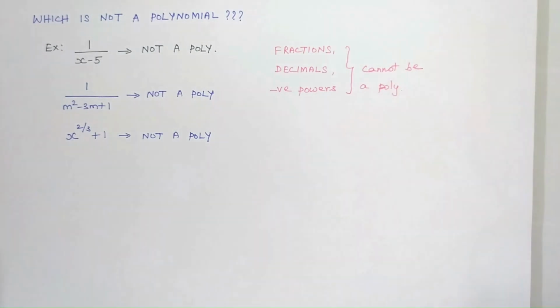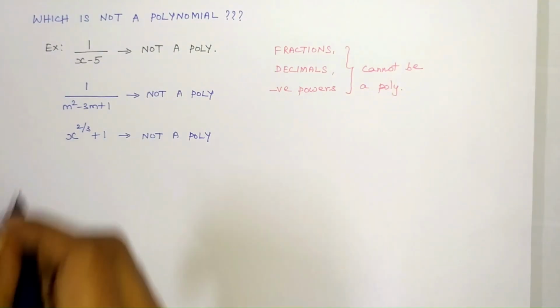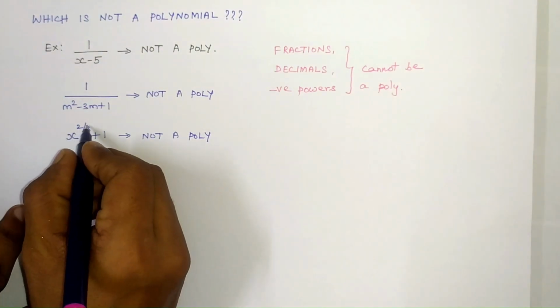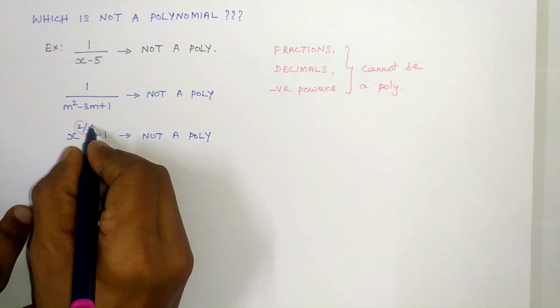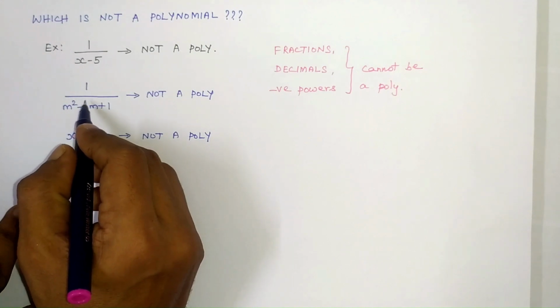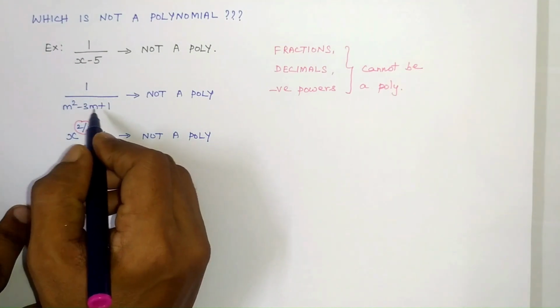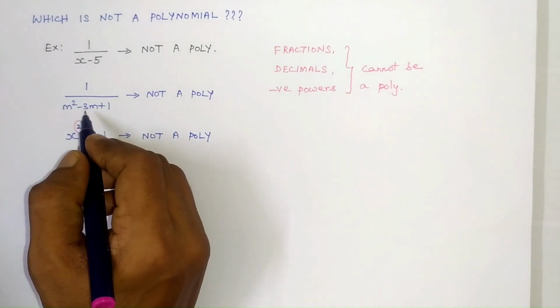So the fraction, in the sense, it is with respect to the variable. Here in this example we can see x power 2 by 3, 2 by 3 is a fraction and hence this is not a polynomial. Here 1 by m square minus 3m plus 1, it is in the denominator, so it cannot be accepted as a polynomial.